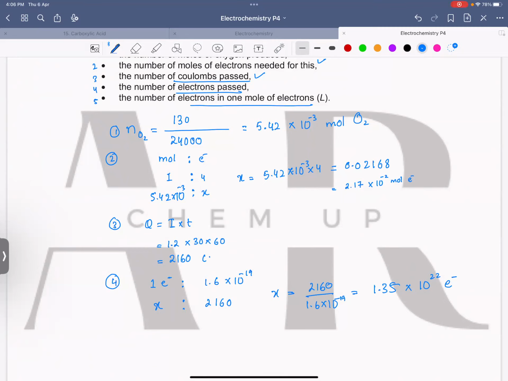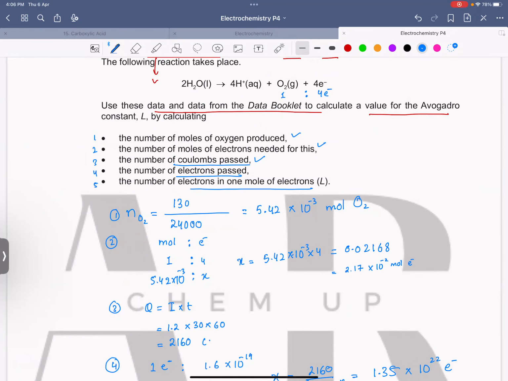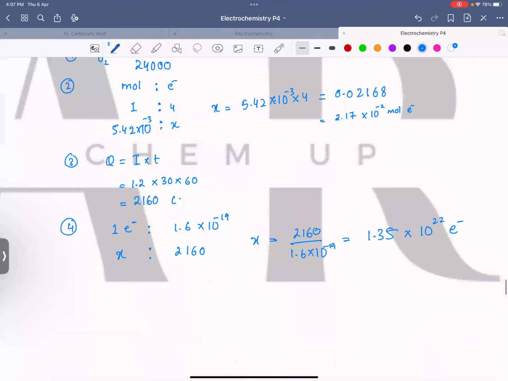But think, here they have asked you to do it this way, and in this way we are done with all these parts, right? And I have to now find the mole L. And what is L? The number of electrons in 1 mole, right? So can I relate these two?